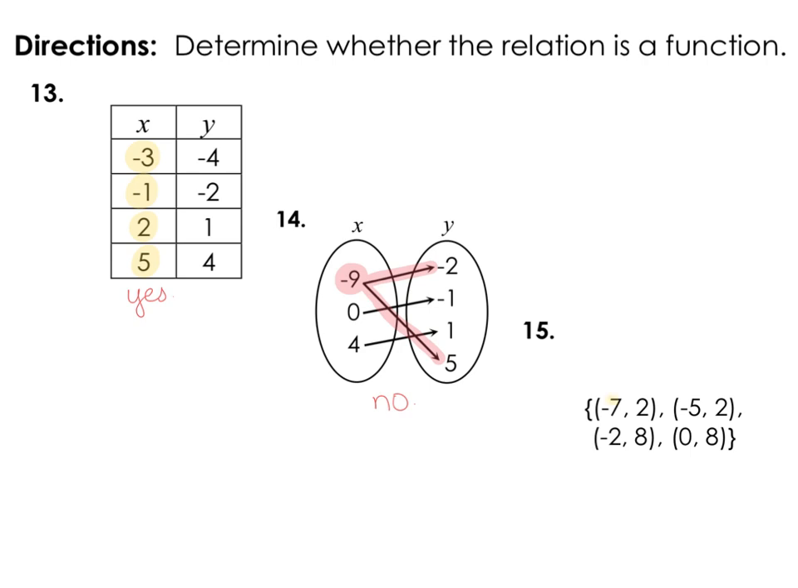Again, for number 15, we're just going to look at the x values, -7, -5, -2, and 0. None of those are repeated, so we can't have any duplicate x values or domain values, so this will, yes, be a function, because for every x value, there is only one y value.